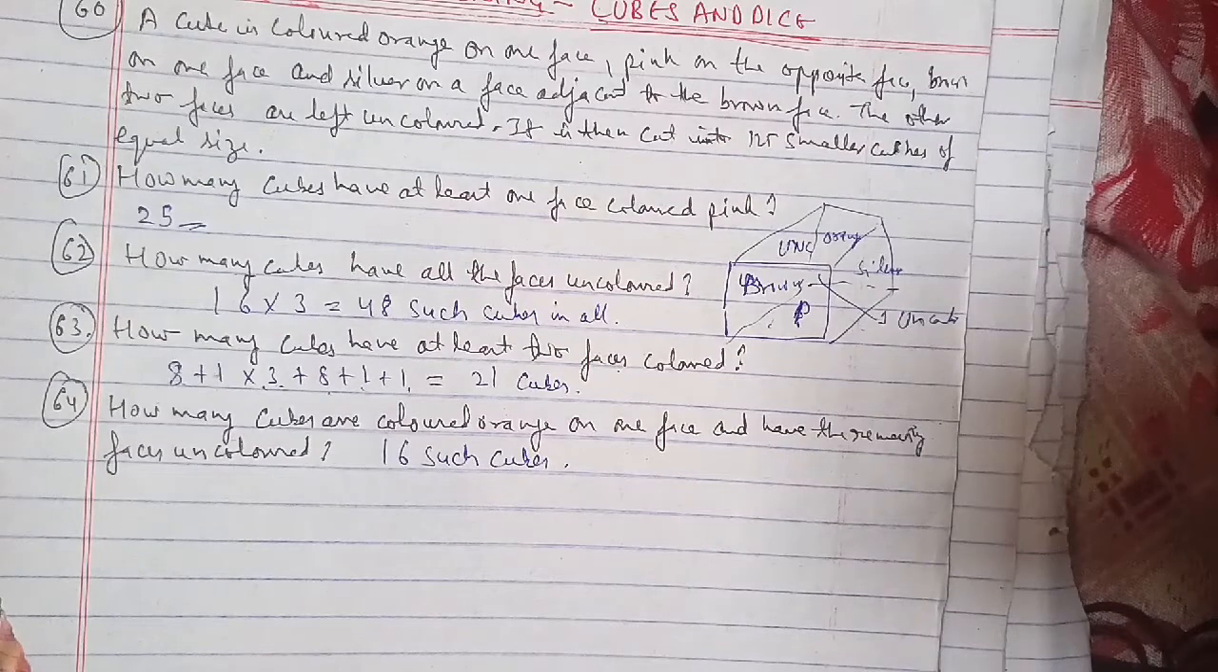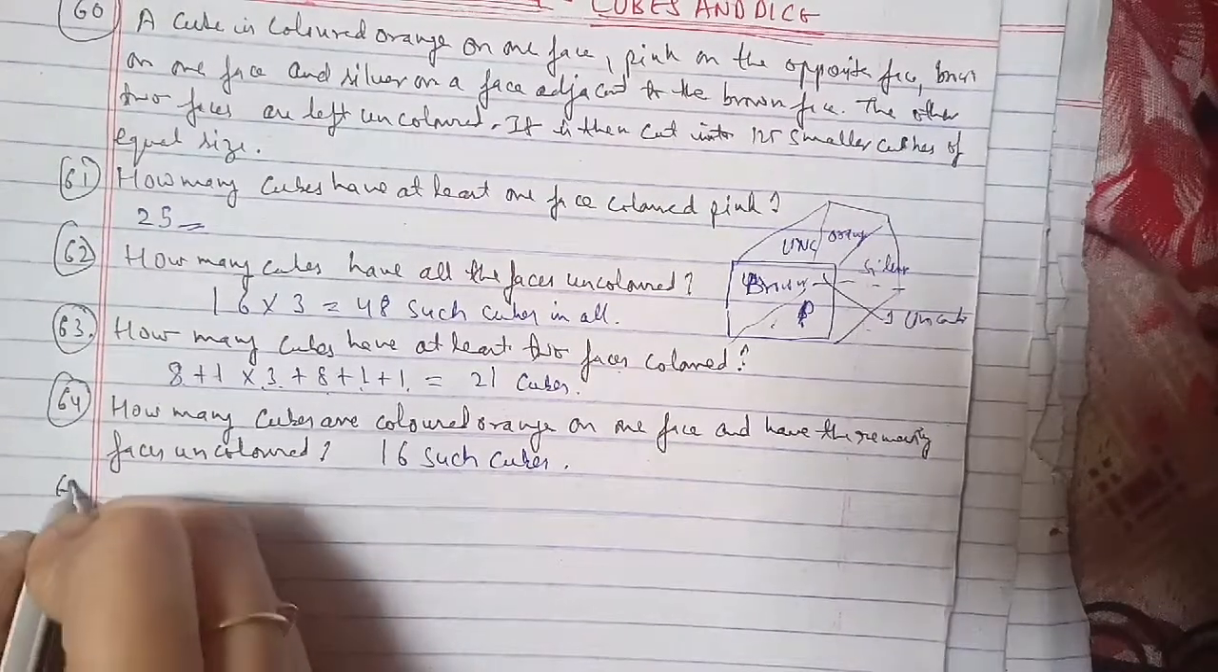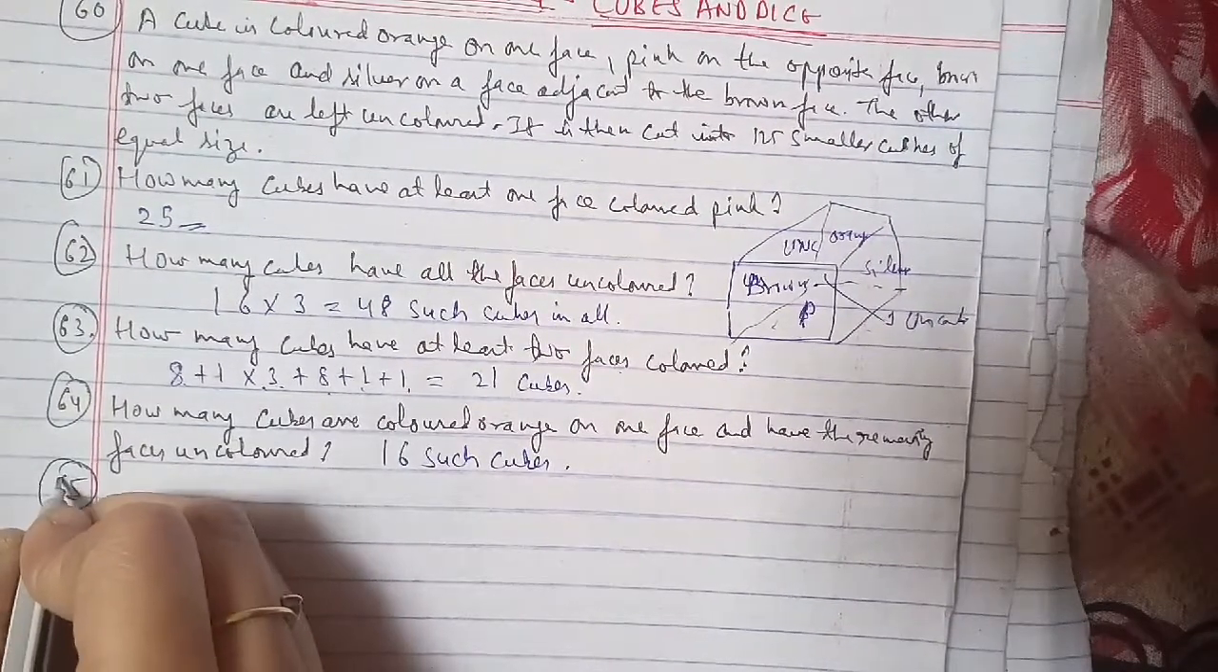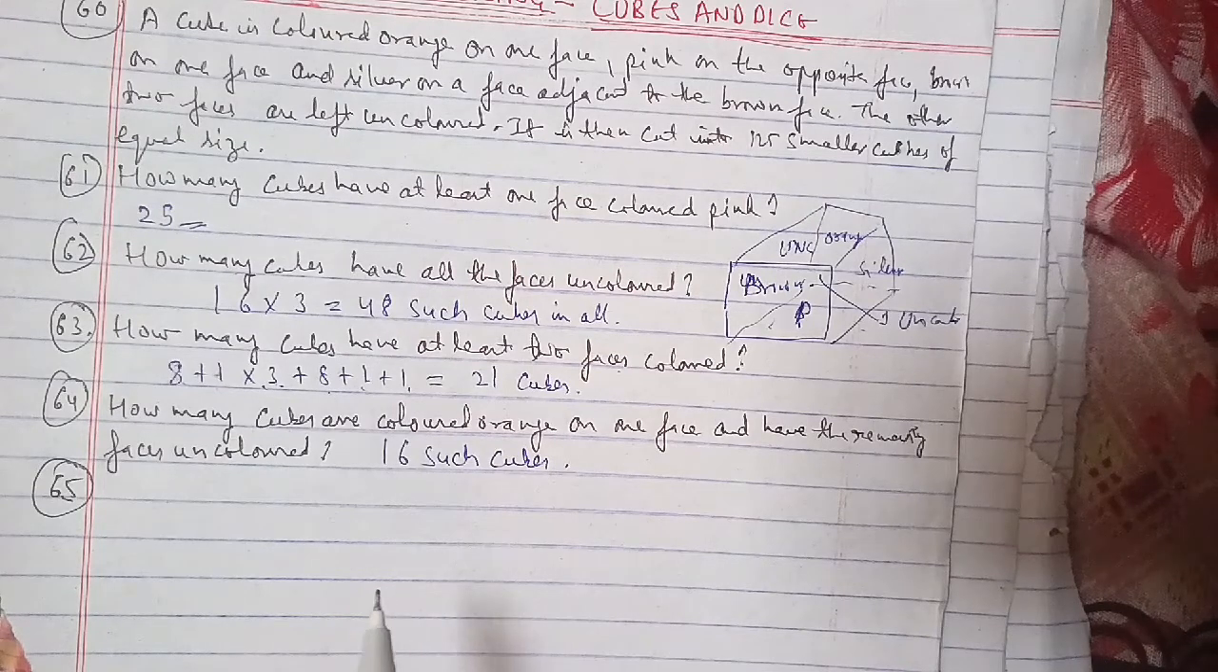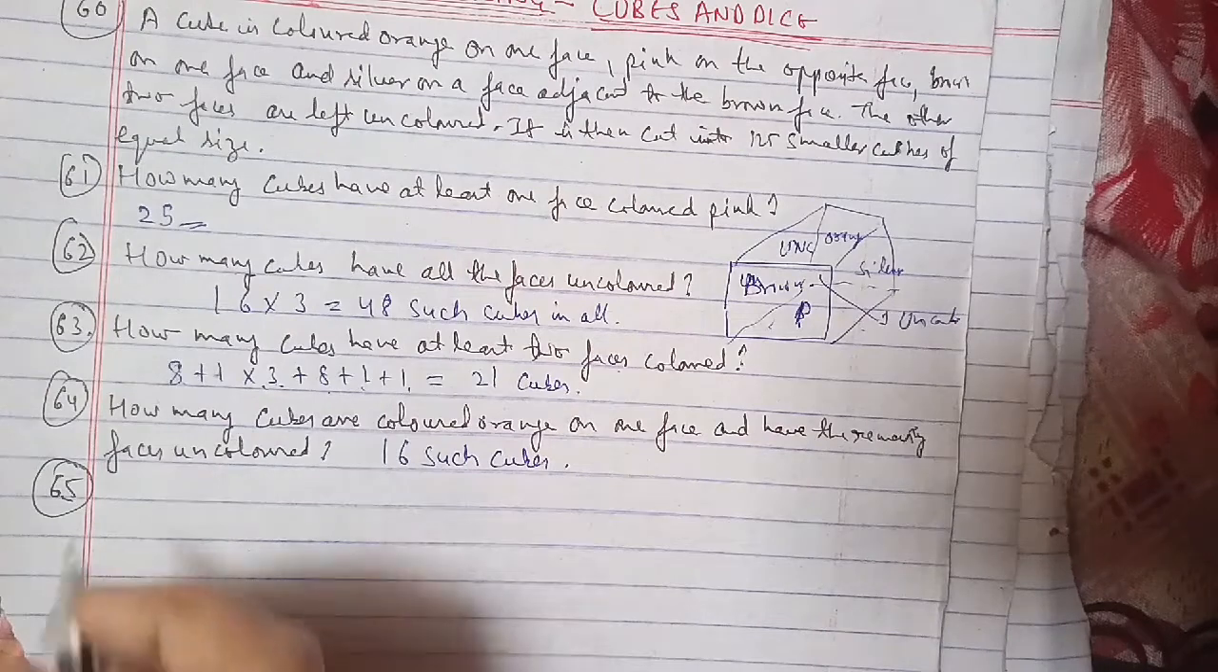Now we will go ahead with the next question, which is the 65th question of the session. The question is, how many cubes are colored silver on one face, orange or pink on another face, and have 4 uncolored faces? The options are 8, 10, 12, and 16. We'll go ahead for the same.